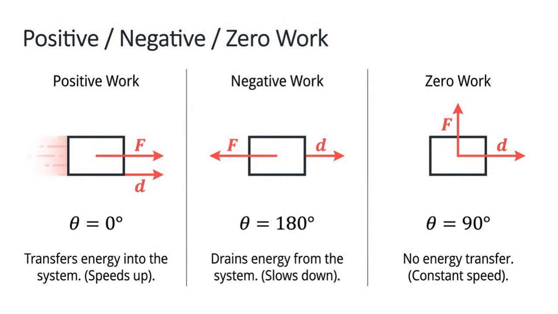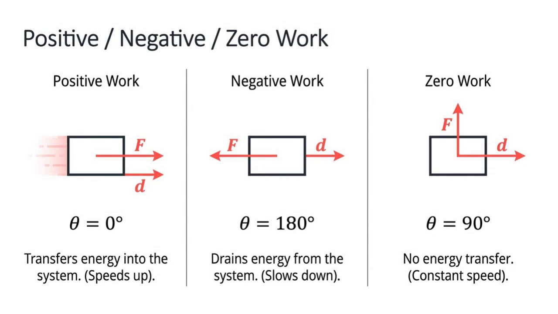Here, we see three different scenarios for work done on an object. When the force and displacement are in the same direction, the angle between them is 0 degrees, which means positive work is done. This transfers energy into the system, causing it to speed up.